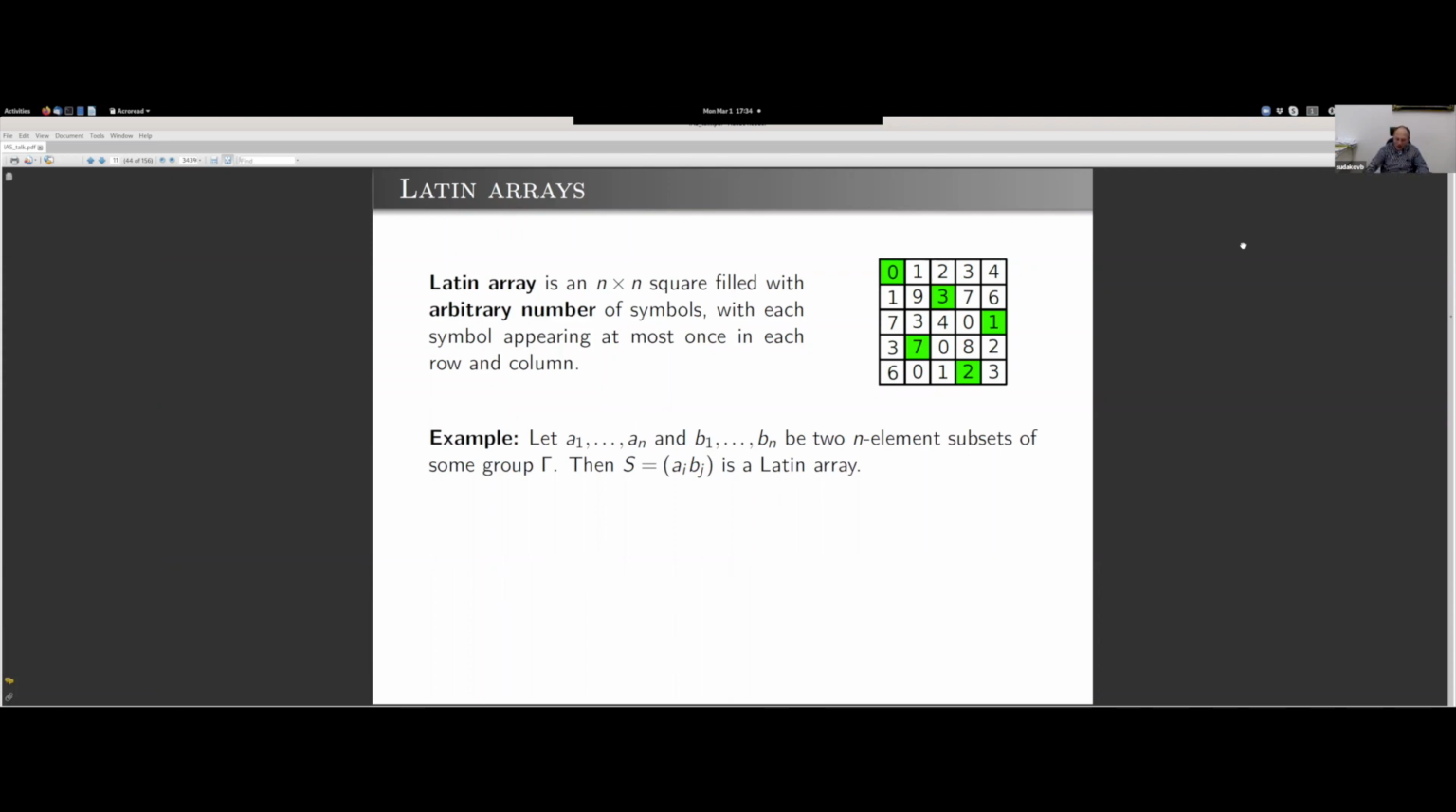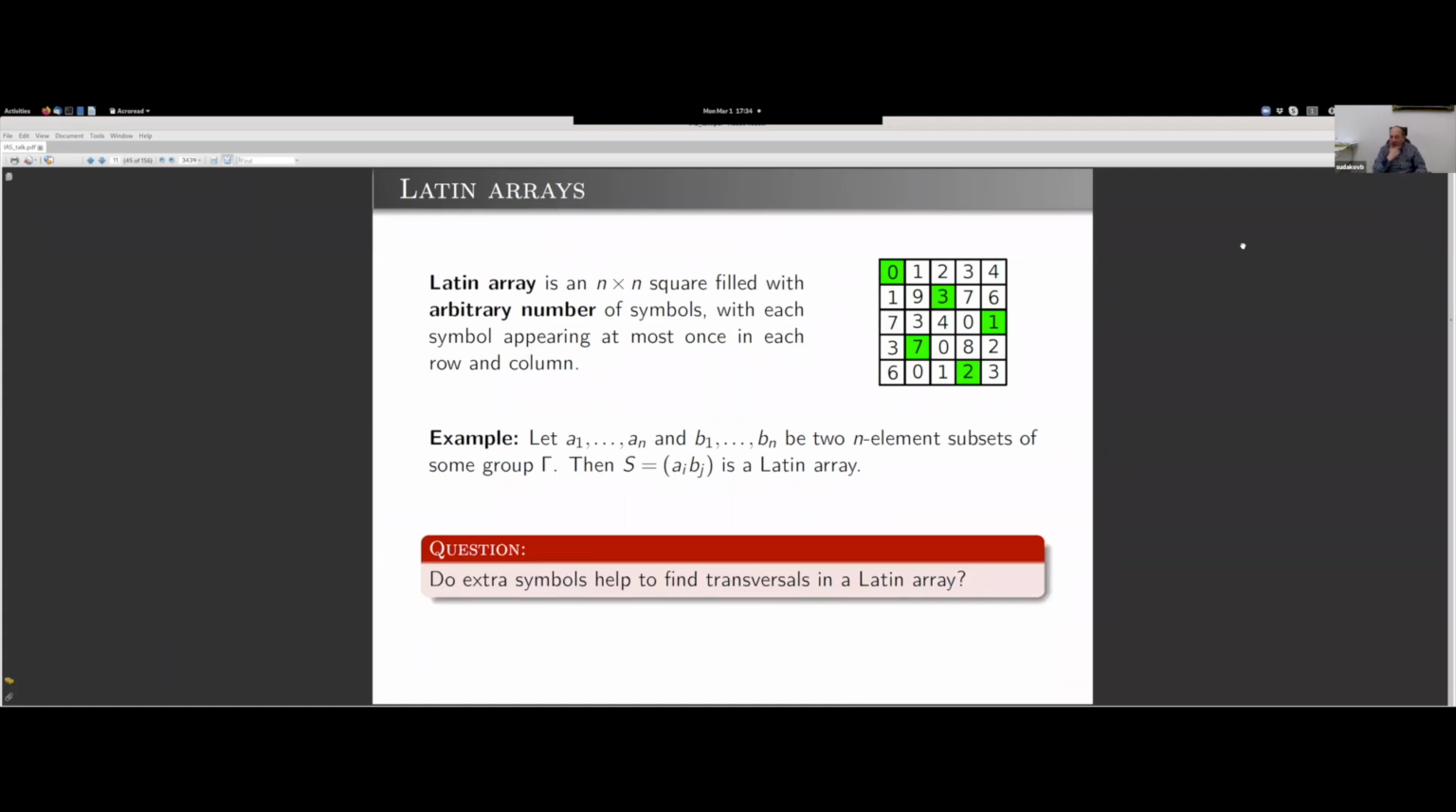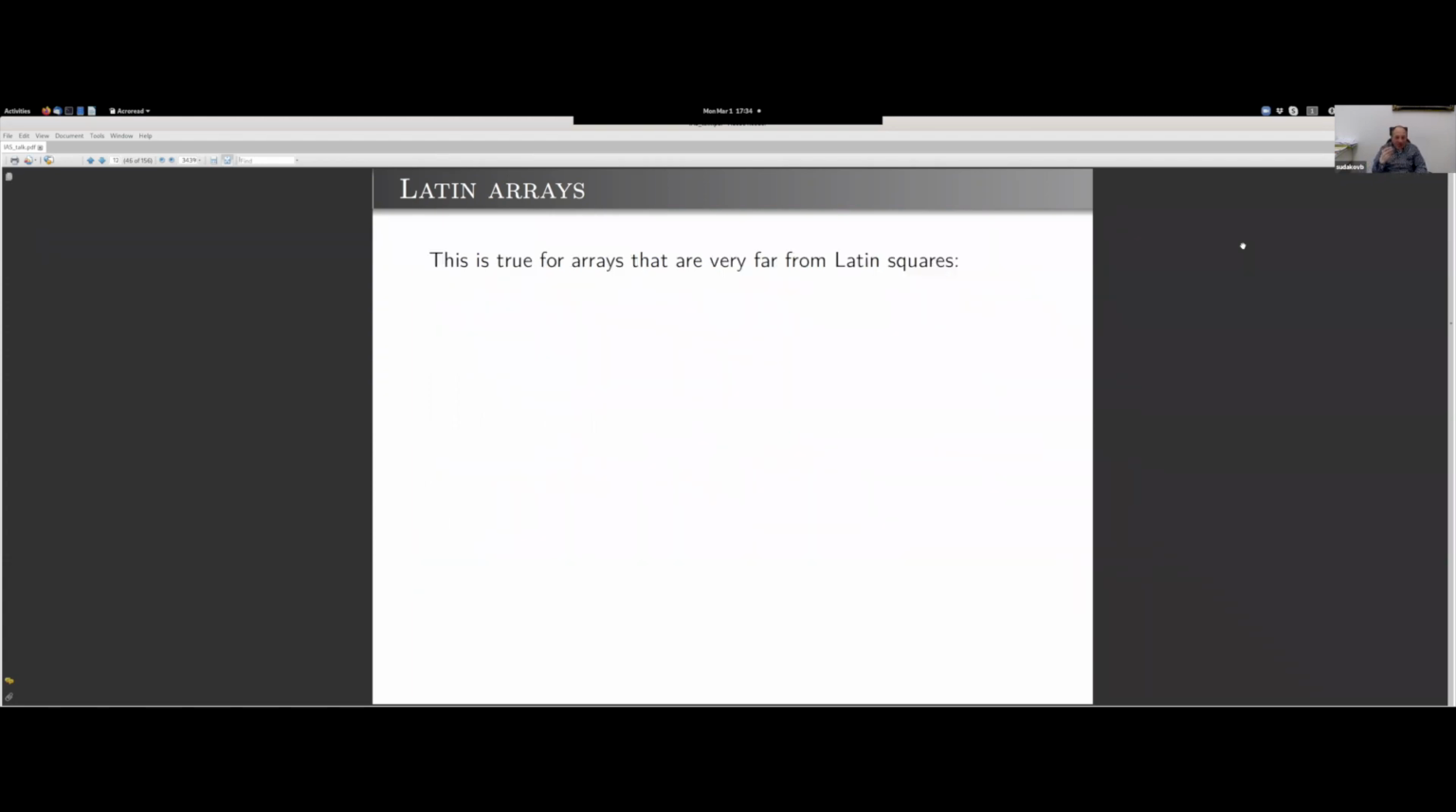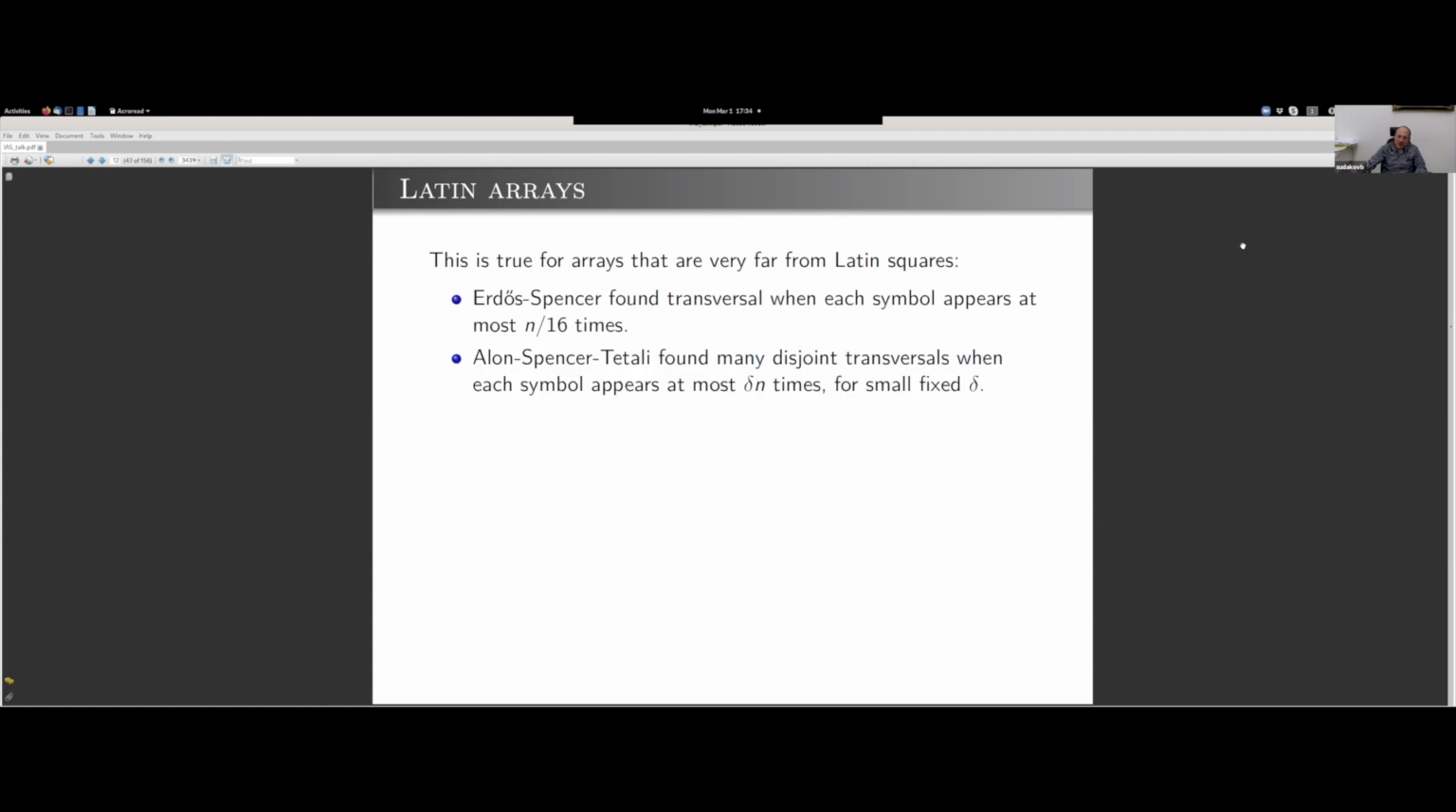So when you're talking about arrays, a natural question is, do extra symbols help you to find transversals in a Latin array? And obviously, the natural feeling is that they do. Such results were obtained over the years for Latin arrays which are far from Latin squares. For example, Erdős and Spencer proved that if you have a Latin array where every symbol appears at most n over 16 times, then you have a transversal.